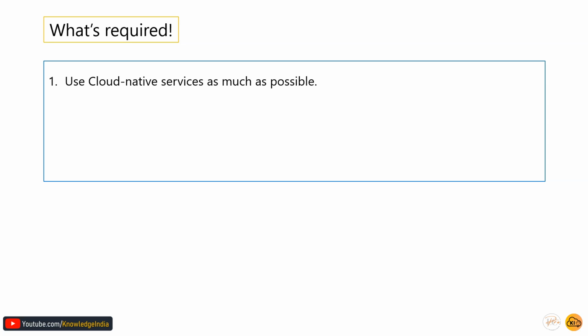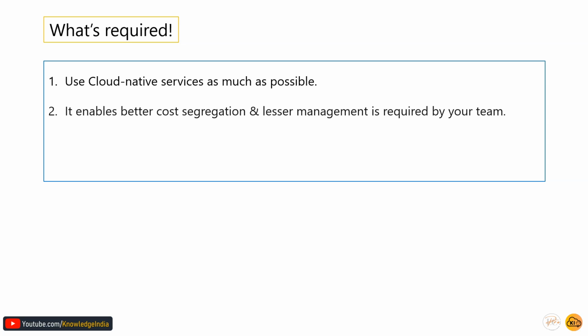First, we already discussed that the engineering cost is low for the service, and you are able to use the service and a lot of its good features out of the box. So with cloud native services, you get better cost segregation and lesser management is required by your team. You can have a lesser number of people and still things would work.